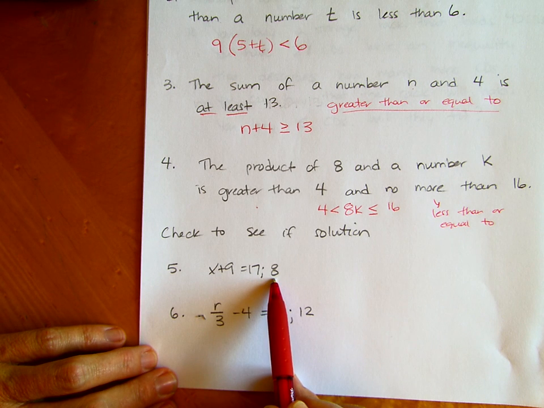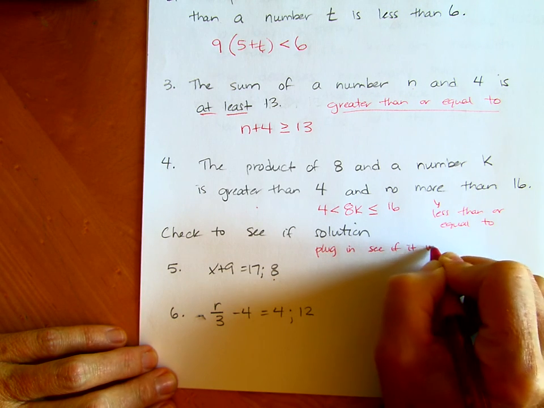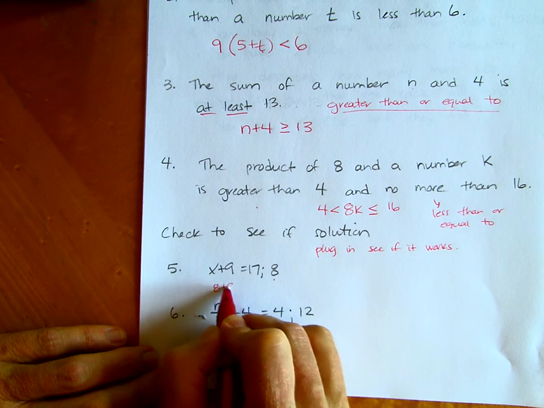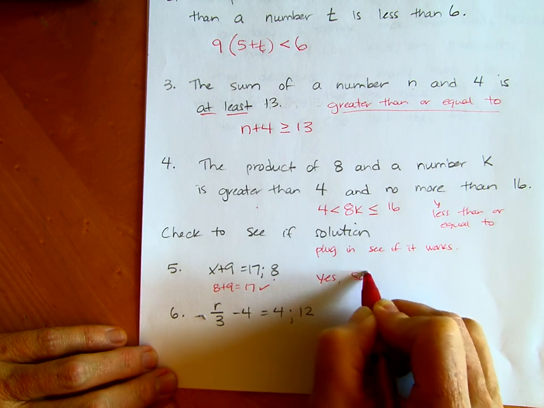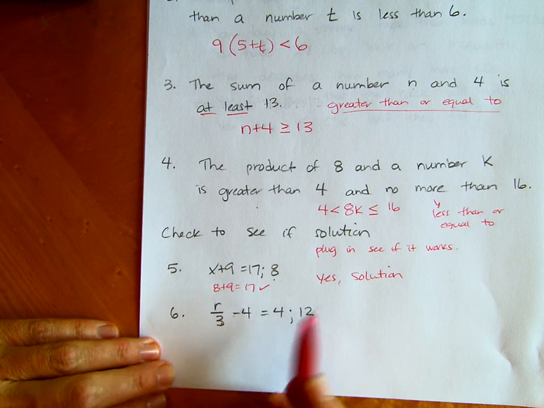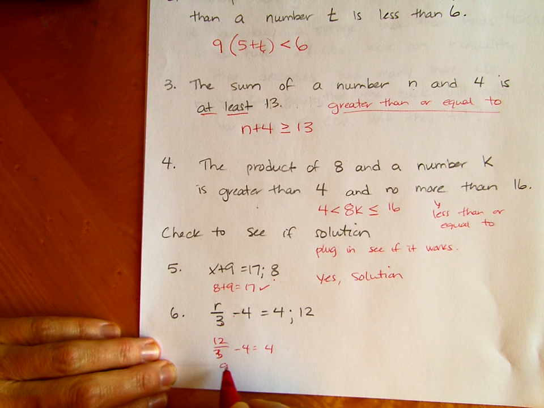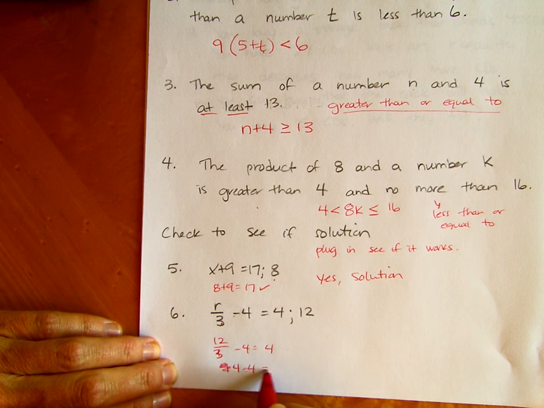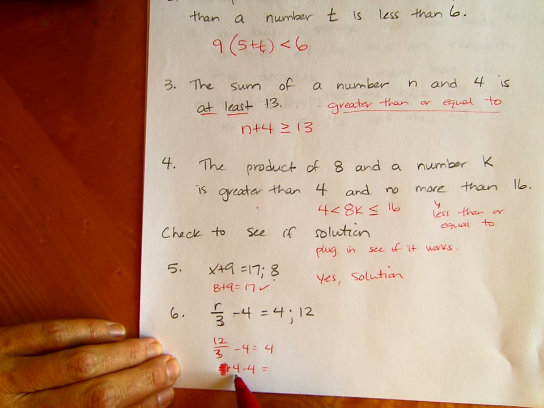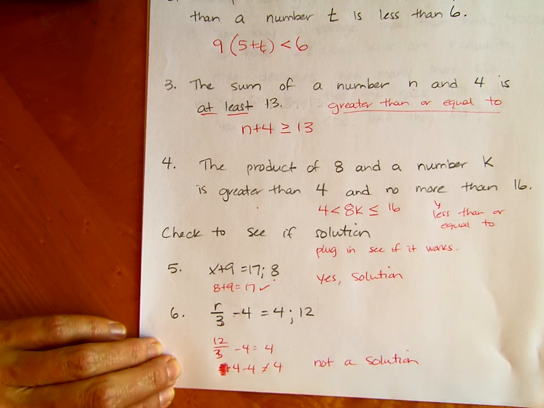We want to know if this is a solution to this equation. Is 8 a solution? And what does that mean to do? Just plug in and see if it works. So 8 plus 9 equals 17. Yes, this is a solution. How about r divided by 3 minus 4 equals 4? If I plug 12 in, does that work? 12 divided by 3 is 4. 4 minus 4, this is why I use pencil. I'm using pen so you can see my answers from the questions, but 12 divided by 3 is 4. 4 minus 4 does not equal 4. Not a solution. Or no would be fine.